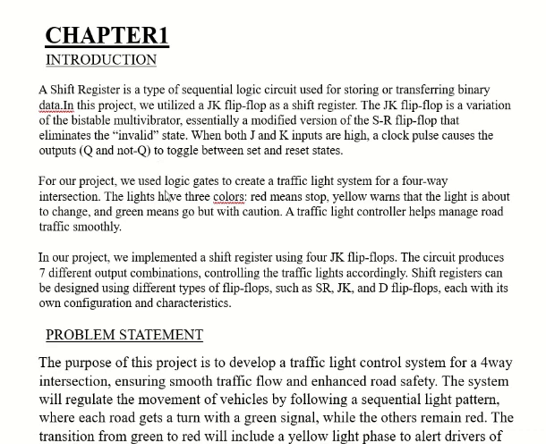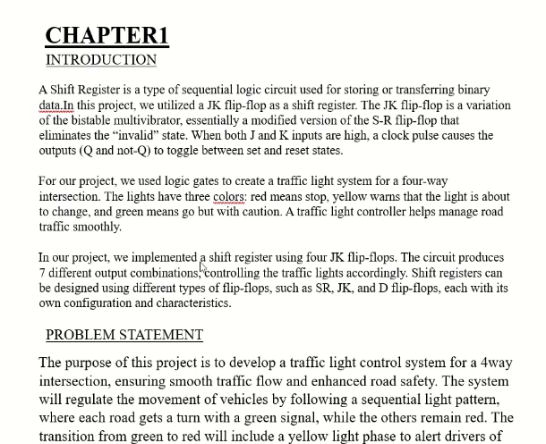For our project, we use logic gates to create a traffic light system for a four-way intersection. The lights have 3 colors. Red means stop, yellow means the light is about to change, and green means go but with caution. A traffic light controller helps manage road traffic smoothly.